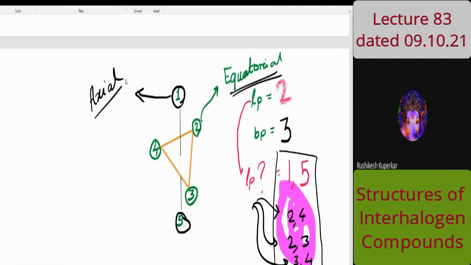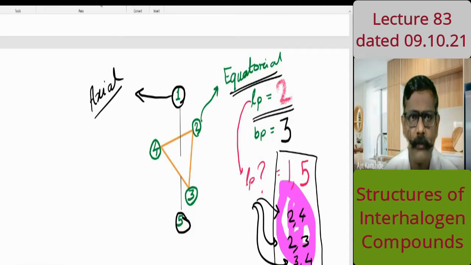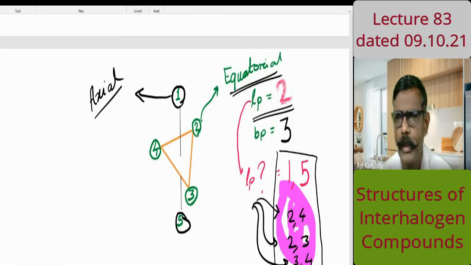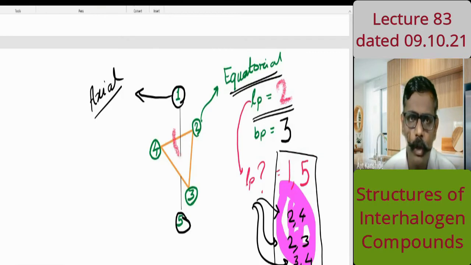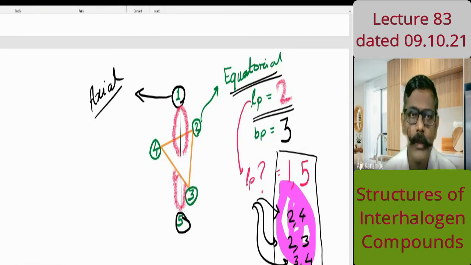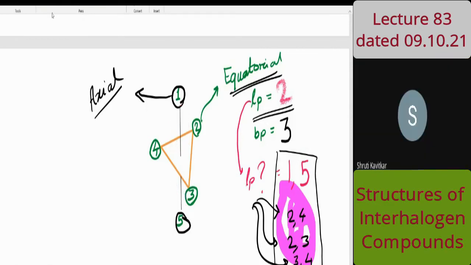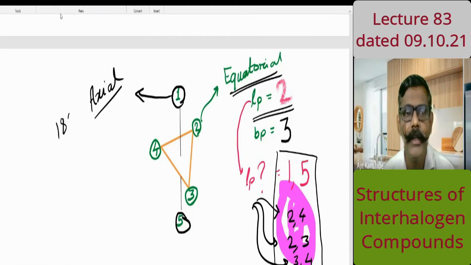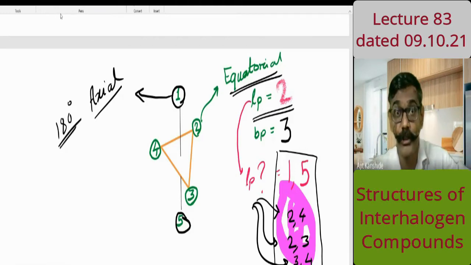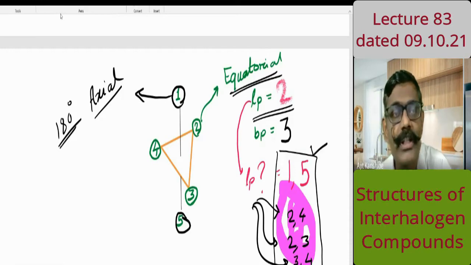Now the question is about these lone pairs. Where should these lone pairs be arranged? First I consider your first answer. Lone pairs occupy the 1 and 5 positions, so I represent one lone pair here and the second lone pair here. From the repulsion point of view, what is the angle between these two lone pairs? 180 degrees. That means they are away from each other, so their repulsion is less. With that logic, the answer 1 and 5 is correct.